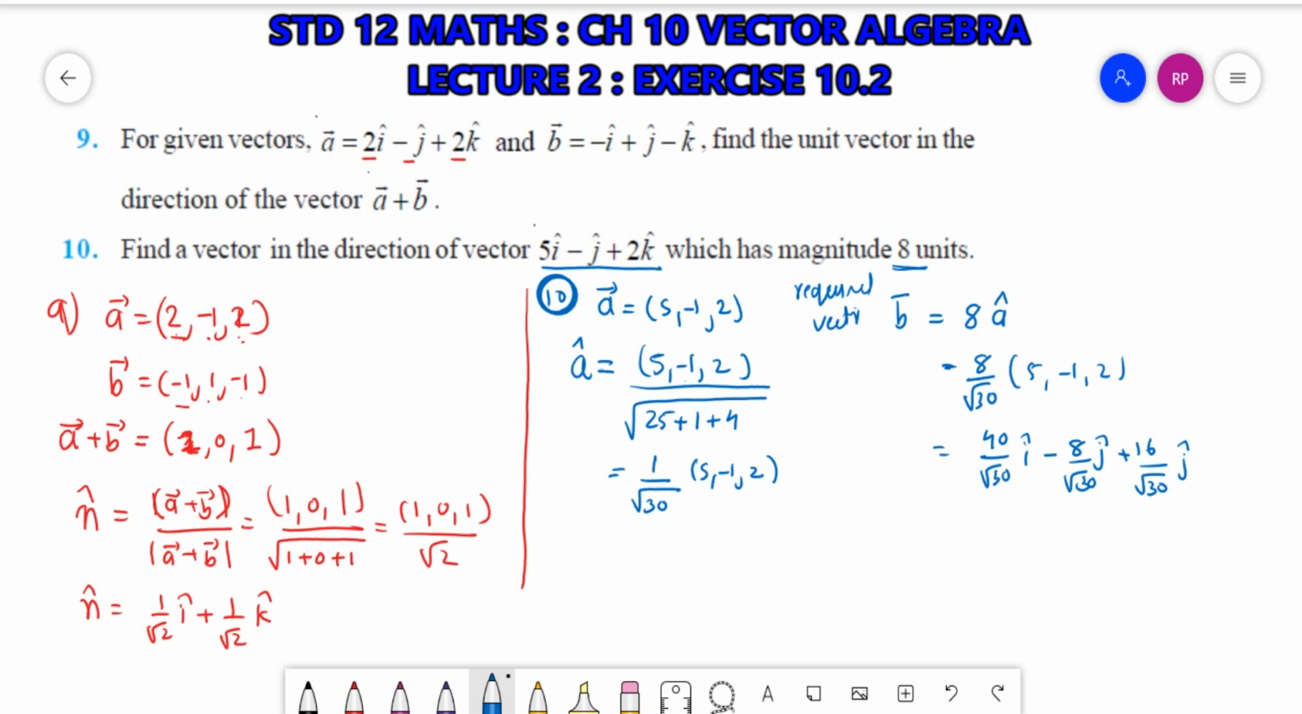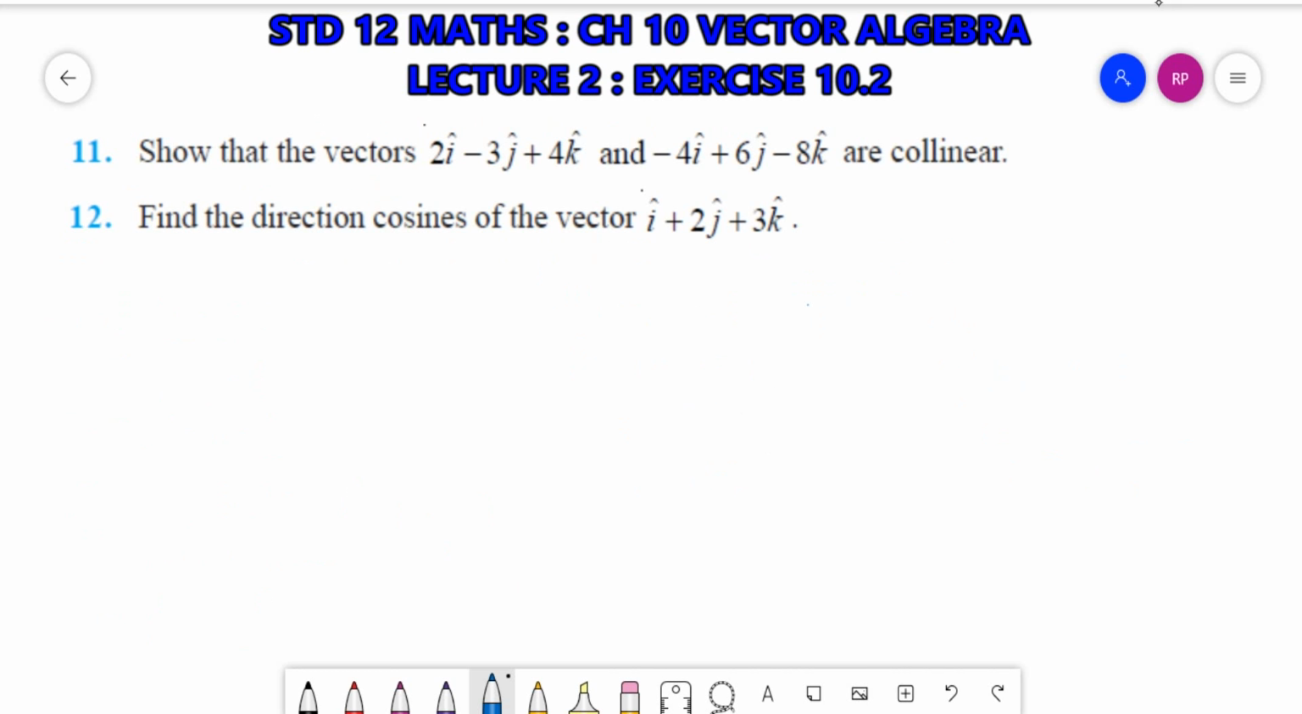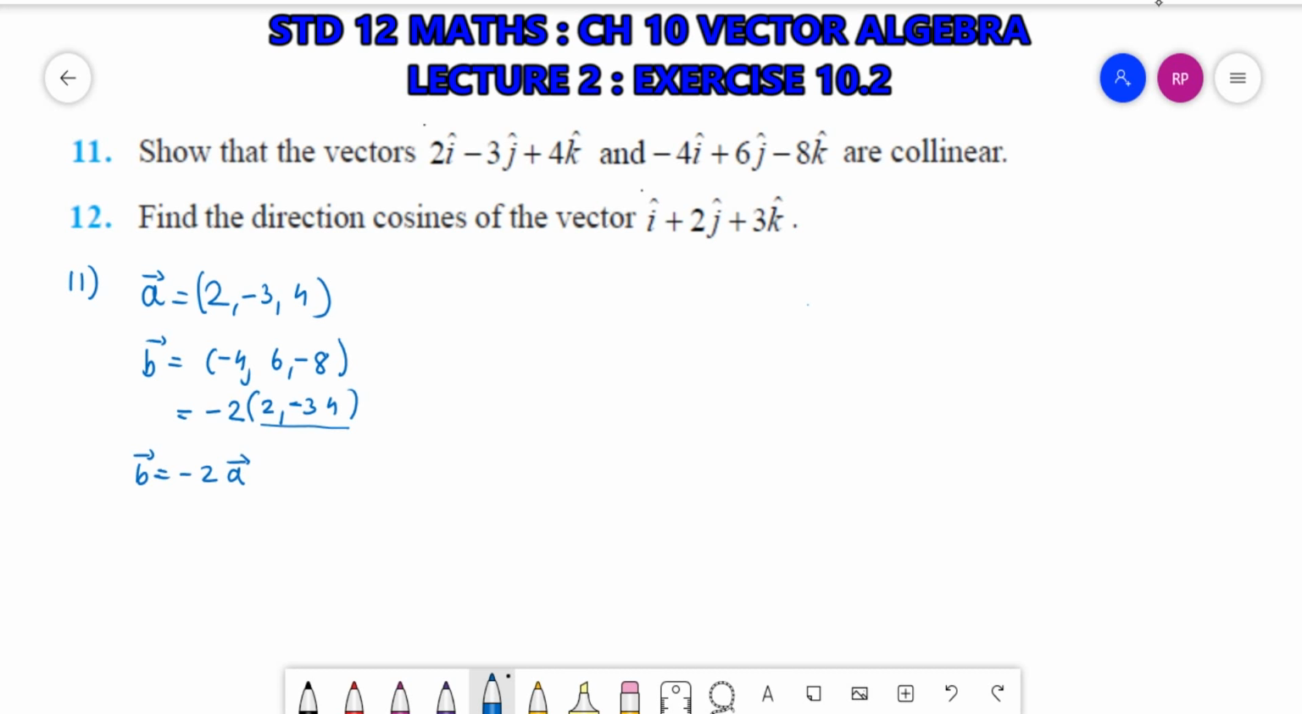Now let's move to the next question. Question number 11. Show that the vectors 2i minus 3j plus 4k and minus 4i plus 6j minus 8k are collinear. So let this first be vector A, (2, minus 3, 4), and vector B equal to (minus 4, 6, minus 8). Now see, if I take minus 2 common from vector B, I will get minus 2 into (2, minus 3, 4). Now this is vector A. So I can write vector B equal to minus 2 into vector A. Now see, I multiplied vector A with a scalar and got vector B. That means A and B are collinear.